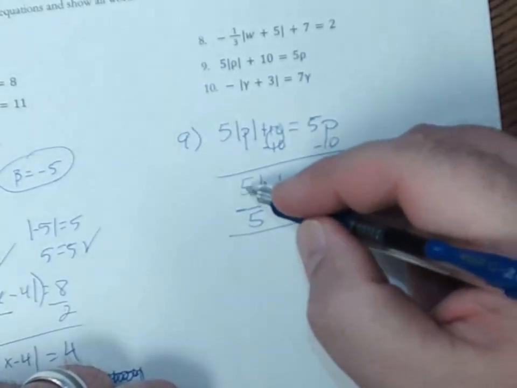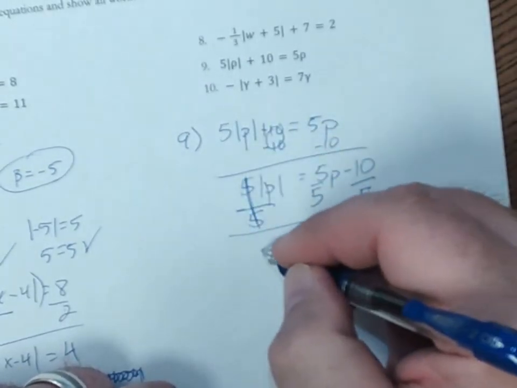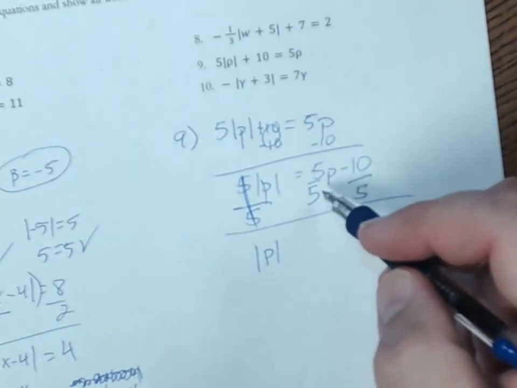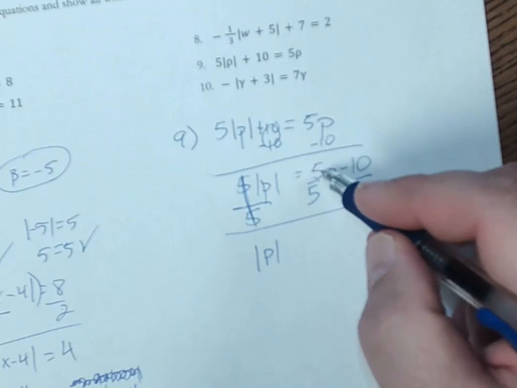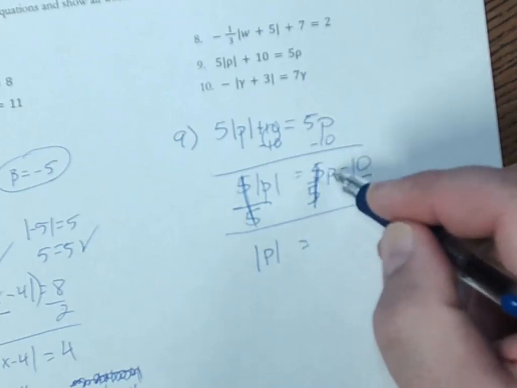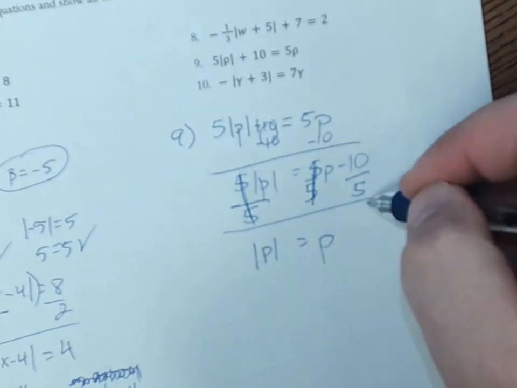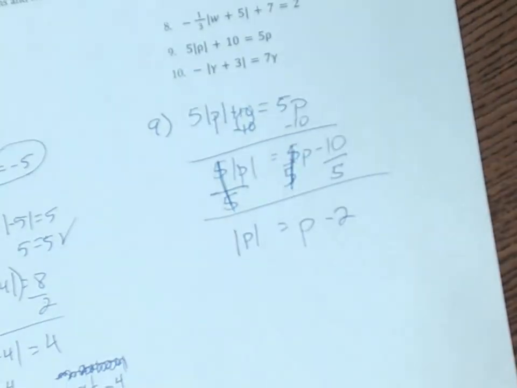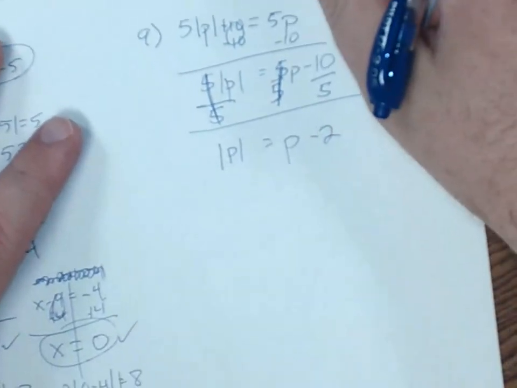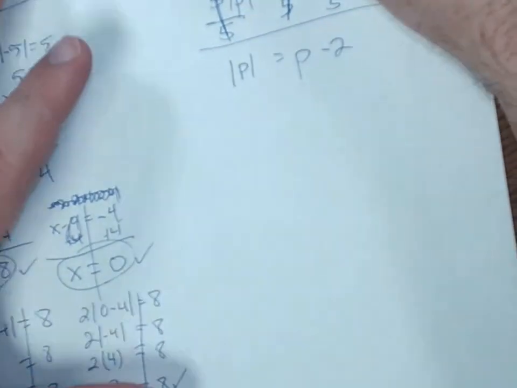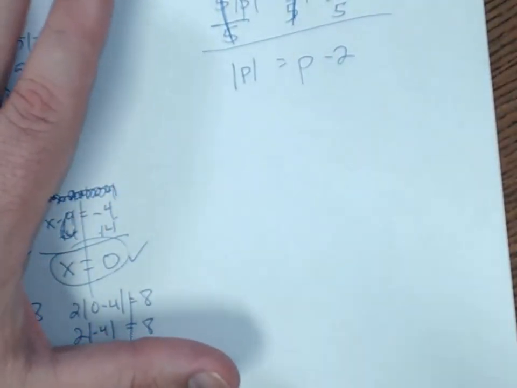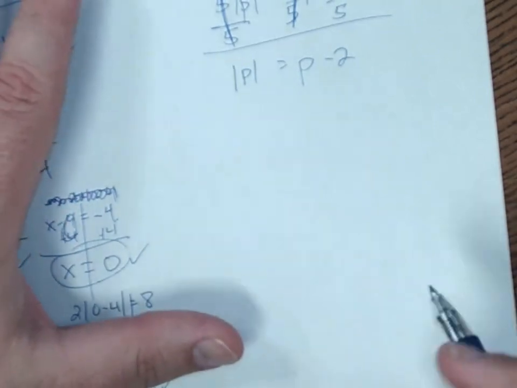So on the left, 5 divided by 5 is 1. 1 times the absolute value of p is the absolute value of p. Then over here, we've got 5 divided by 5 is 1. 1 times p is p. Negative 10 divided by 5 is negative 2. So now we have our equation, right? Now we've got it simplified a little bit. We've got the absolute value part by itself. Now we can do our two possibilities.